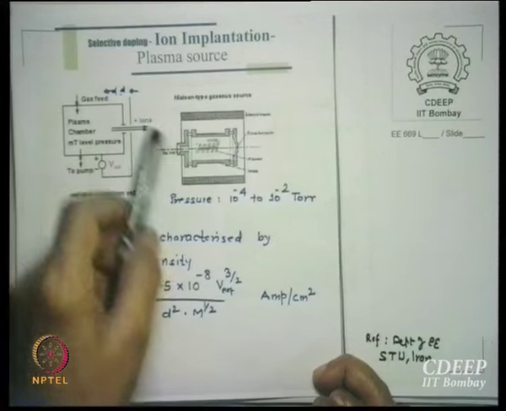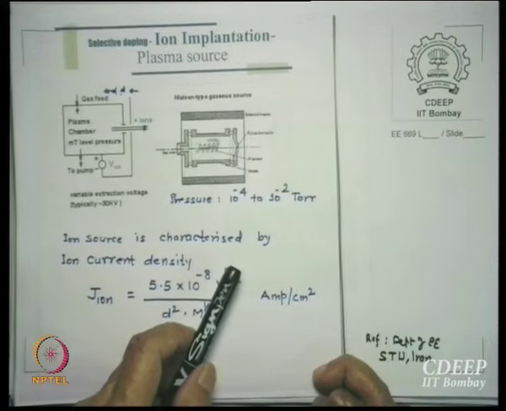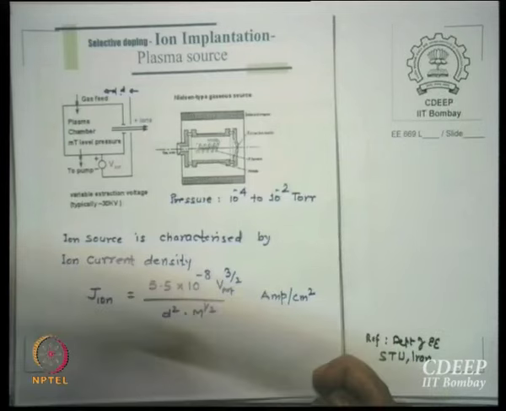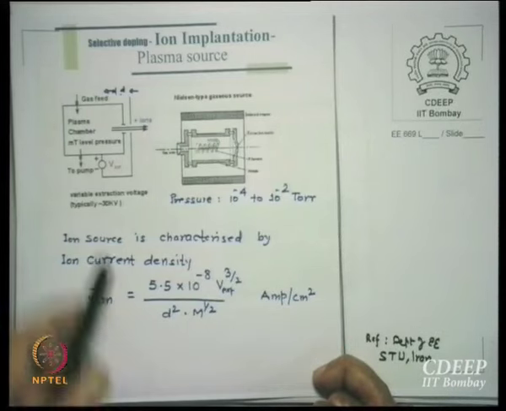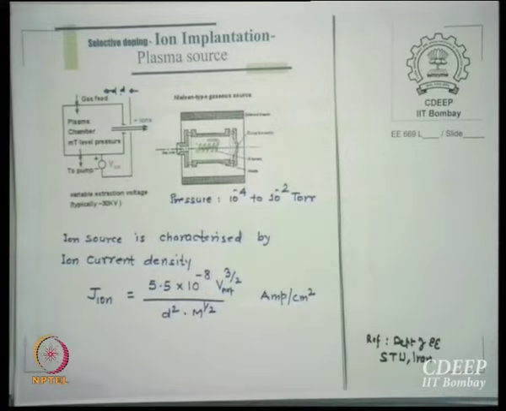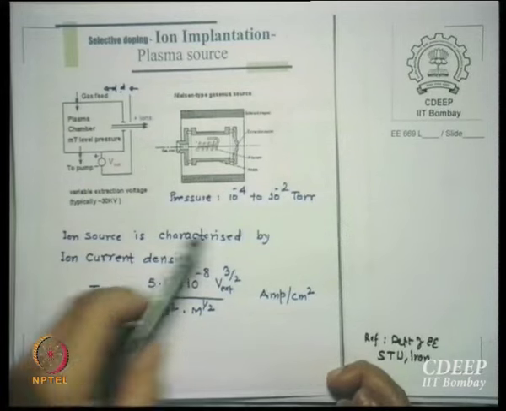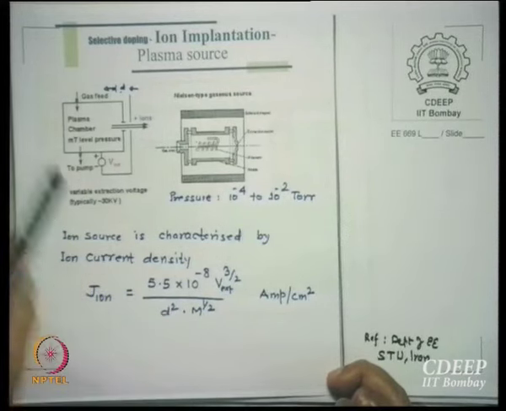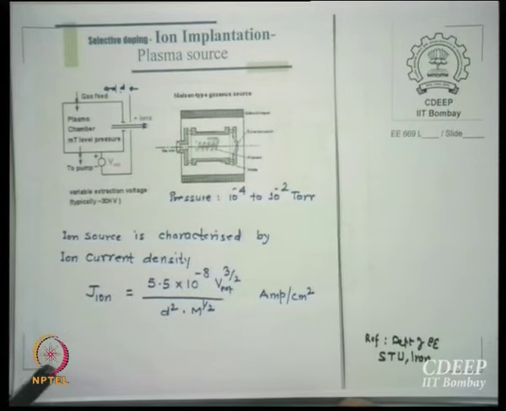If positive ions have to come out, a negatively charged plate must be present so that they are accelerated outside. So there is another chamber which is negatively biased, so ions come out. Now, as I say, the pressure inside this chamber is around 10 to the power minus 4 to 10 to the power minus 2 torr, and the ion source is characterized by ion current density.